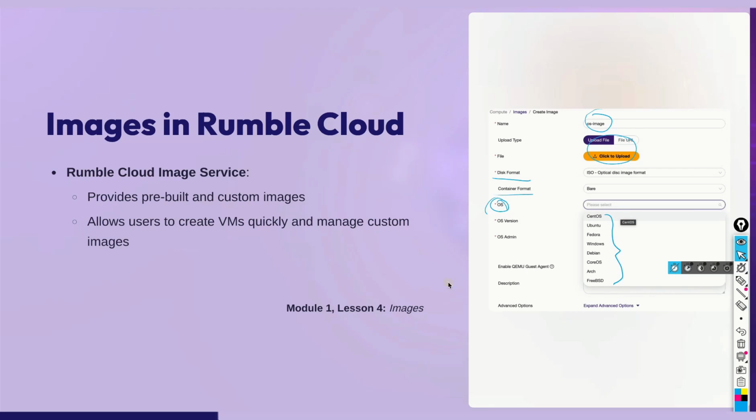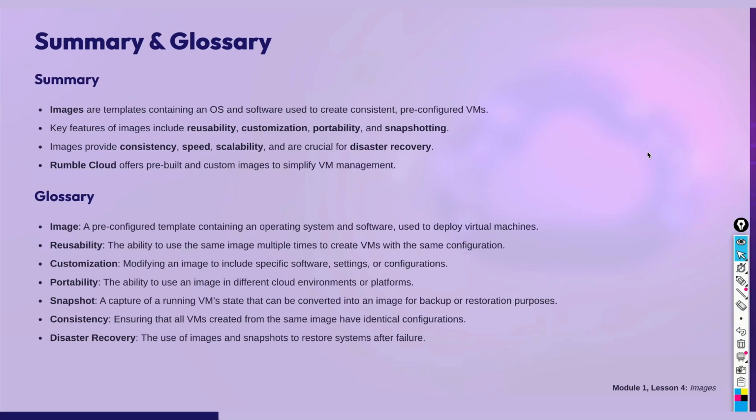Just to wrap up the summary here, images provide a standardized and efficient way to deploy new VMs quickly and consistently. By using images, your businesses can, first off, save time by avoiding manual configuration. Two, ensure consistency across deployments, reducing the risk of configuration errors. Three, scale their virtual environments quickly to meet any changing demands. And finally, four, improve disaster recovery capabilities through snapshots and backups. So Rumble's cloud image service simplifies image management, providing you the tools needed to create, manage, and deploy VMs from images very efficiently.